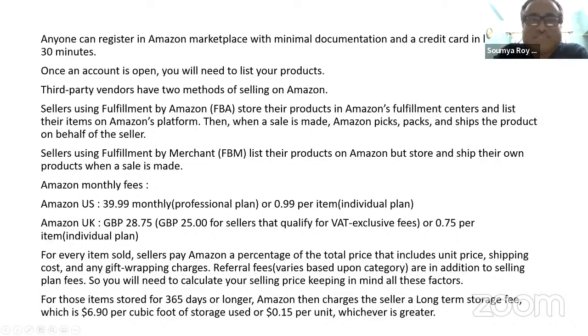To register on the Amazon marketplace, you need very minimal documentation and a credit card. It will just ask for your basic documents like Aadhaar card and passport, and a credit card is mandatory because it will charge your fees through the credit card. Once an account is open, you need to register based upon the marketplace where you want to list your products. It could be any country. Once an account is open, you will then need to list your products.